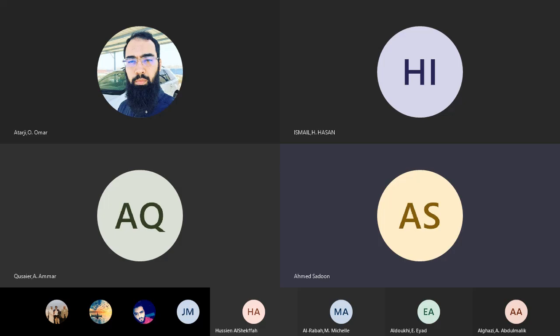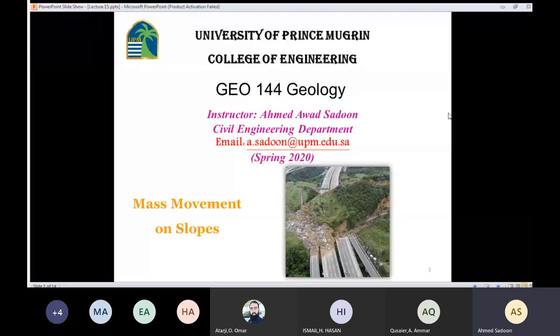So let's get started. Today we are going to talk about the mass movement on slopes. Also, it's known by mass wasting. So if you find the term mass movement or mass wasting, they mean the same thing.